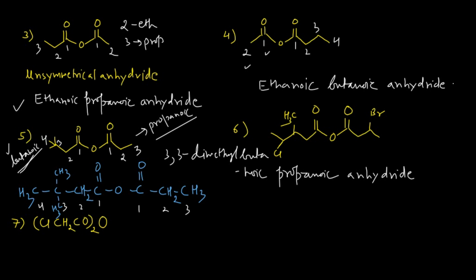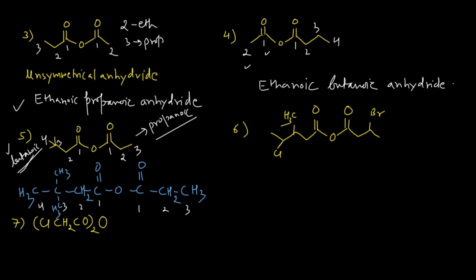Now I am moving to the next problem, which is my problem number 6. For problem number 6, I'll write the IUPAC name of this compound. So this is carbon 1, this is carbon 2, this is carbon 3, this is carbon number 4. This is 1, this is 2, this is 3, this is 4, and this is 5. Okay. So this is butanoic. The right hand side part is what? Butanoic. And the left hand side part is your pentanoic, because 5 carbons are there.